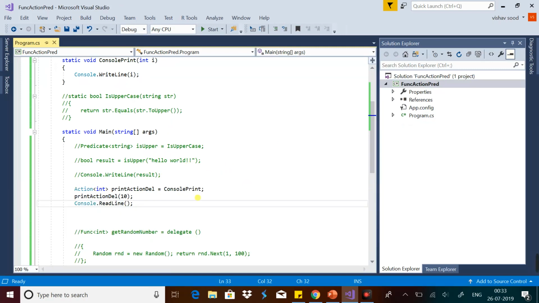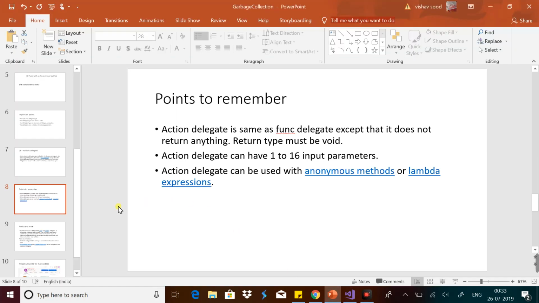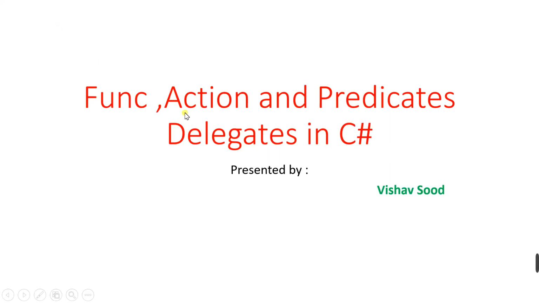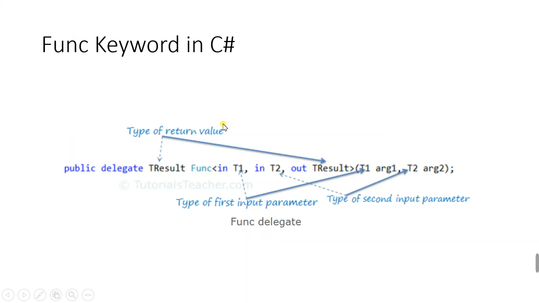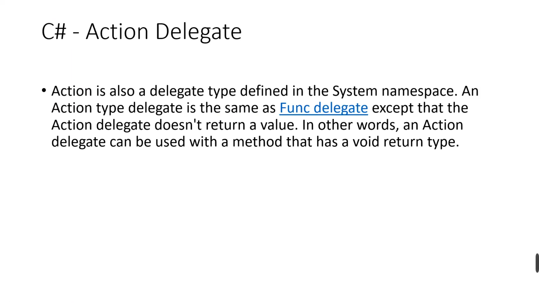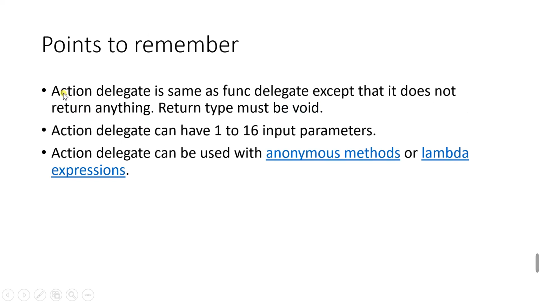So as explained, action and func delegates are the same. The only difference is that you have one return type in the func delegate, while the action delegate returns void. That means it returns nothing. So points to remember: the action delegate is the same as the func delegate, except that it does not return anything. The return type must be void.